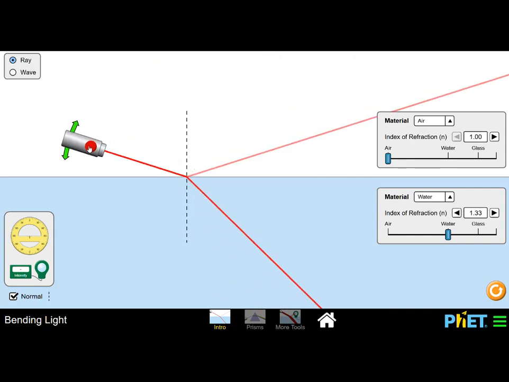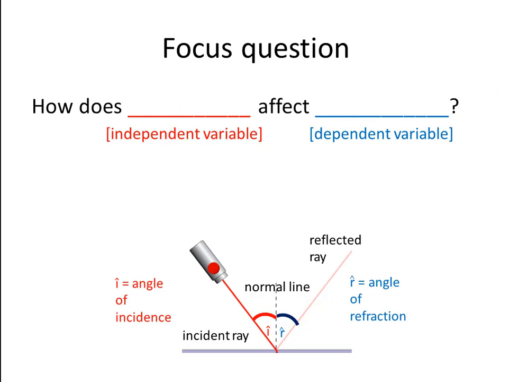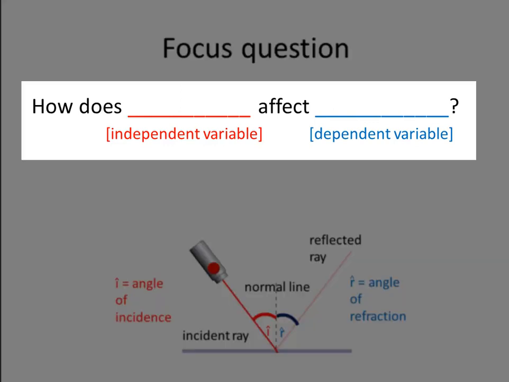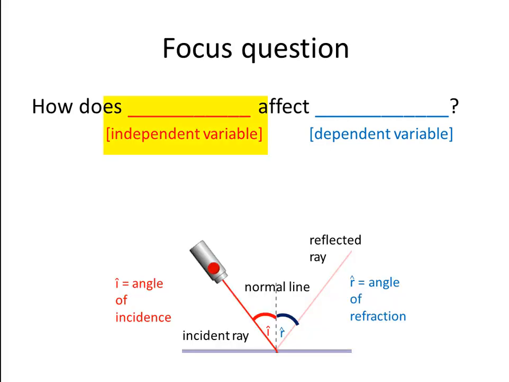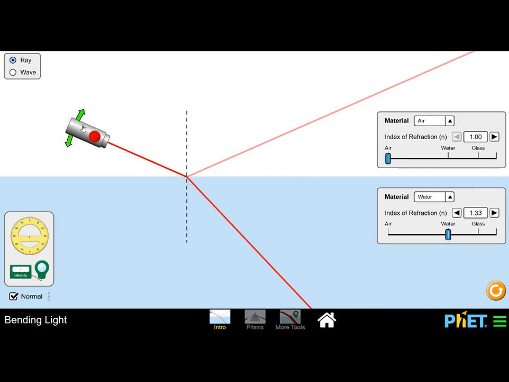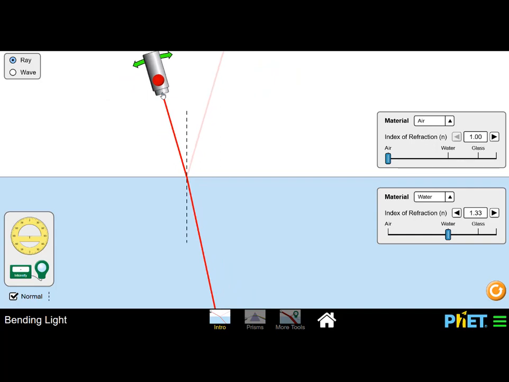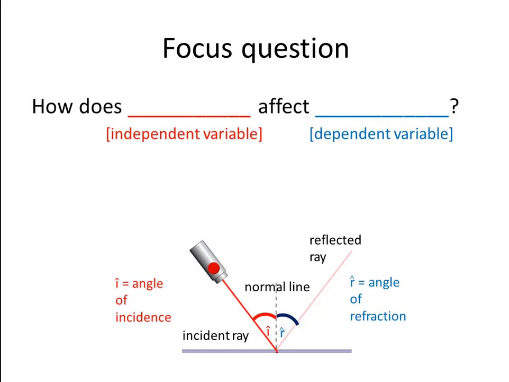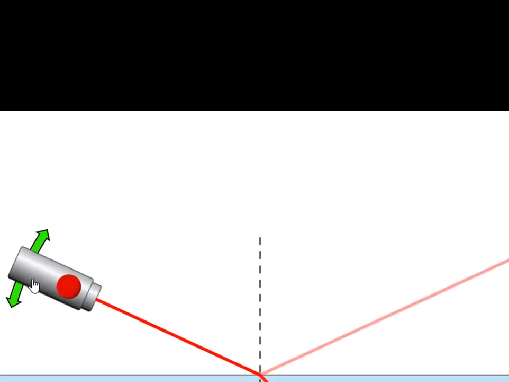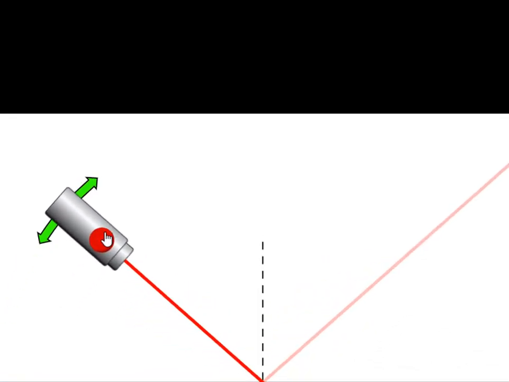So how can we turn this into an investigation? What question can we ask to investigate reflection? We want to ask a question in this form. How does the independent variable affect the dependent variable? Now, what can be our independent variable and what can be our dependent variable? Independent variable means the variable that you as the investigator change. So what are we going to change as we move this light source around? That must go on this line. And then, because of that, something else will also change.